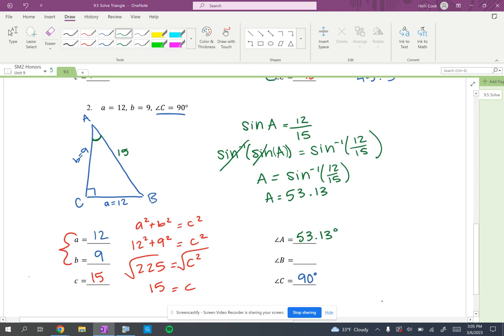All right, now we have 2 angles. So either way, you can solve for angle B like we did this one, or we can remember that they add up to 180. And let's subtract our 2 angles and see what we have left. And if you do that, you end up with 36.87 for angle B.